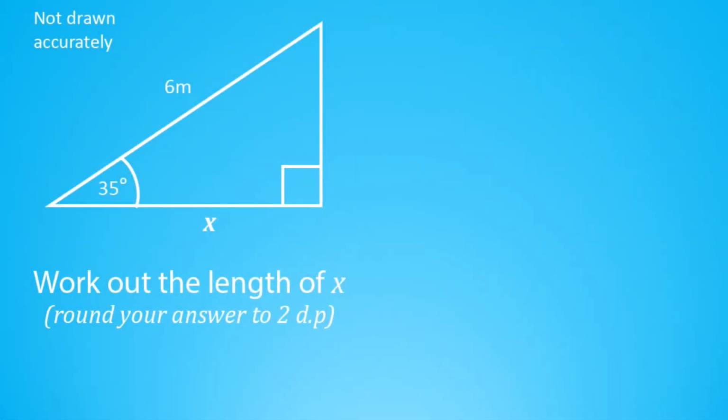So let's get started on the first question. So in this question, we're being asked to work out the length of x. Well, the first thing to notice is that we've got a right angle triangle and we've been given one length and an angle. So when you've got a right angle triangle, you can sometimes use Pythagoras' theorem to help you to find a missing length.